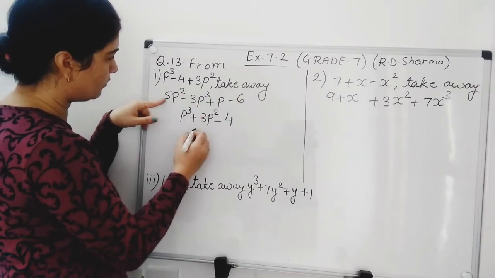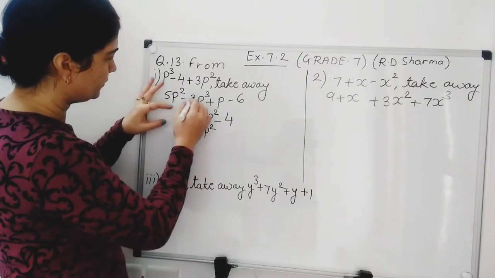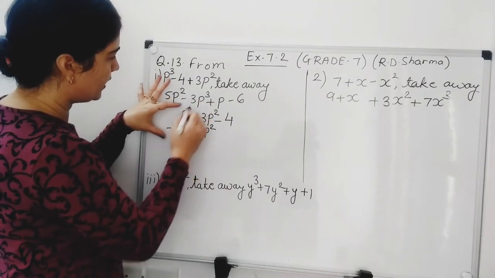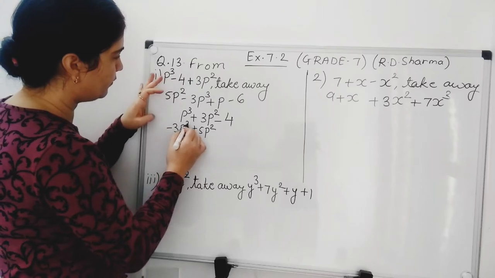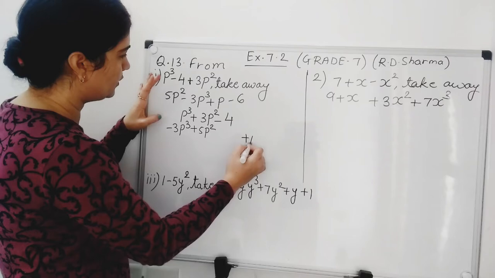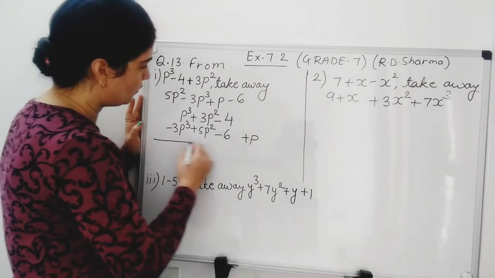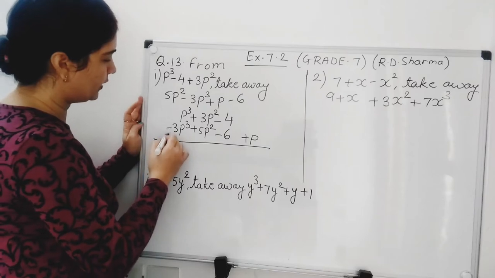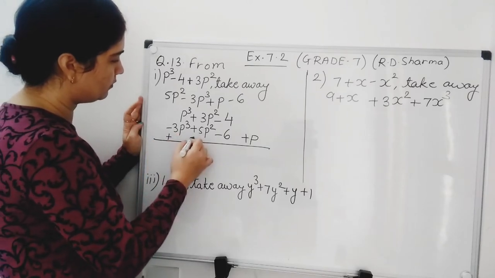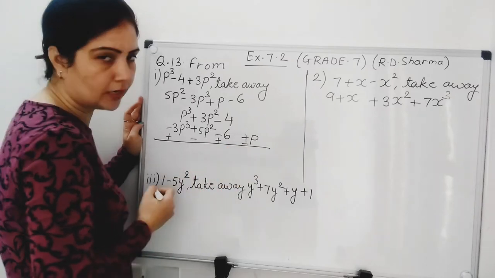Now this term we need to write. So first 5p square we need to see. Minus 3p cube, like term is here, minus 3p cube, then plus p is not there, so we can write it here, minus 6 will come here. Now we will subtract. Subtract, this will become positive, this will become negative, this will become positive, this will become negative.